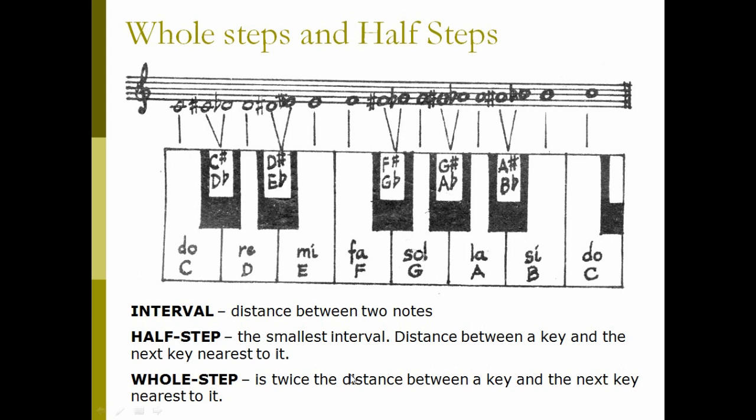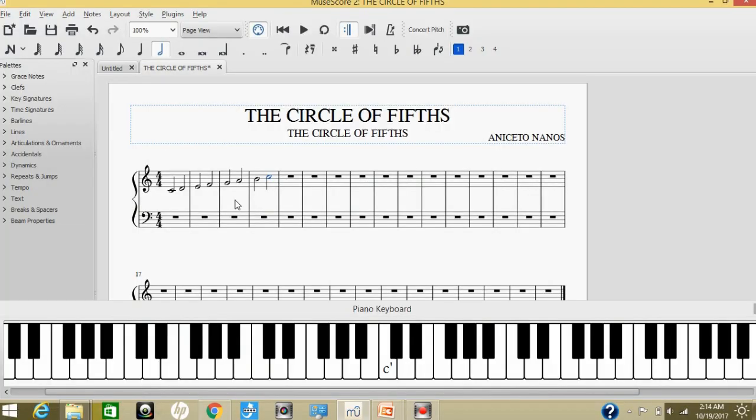Moving on, we have two kinds of steps. The first one is the half step. What is a half step? A half step is the smallest interval in our musical system. A half step is the distance between a key and the next key nearest to it. For demonstration purposes, this is how it works.